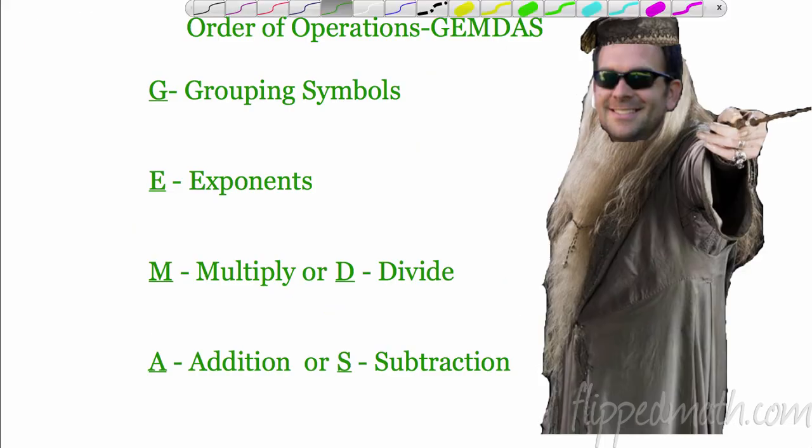All right, so now we're going to talk about the order of operations. The order of operations, in other words, what determines what goes first and in what order. Do I multiply? Do I add? Do I subtract? Do I take a square root? What do I do first?